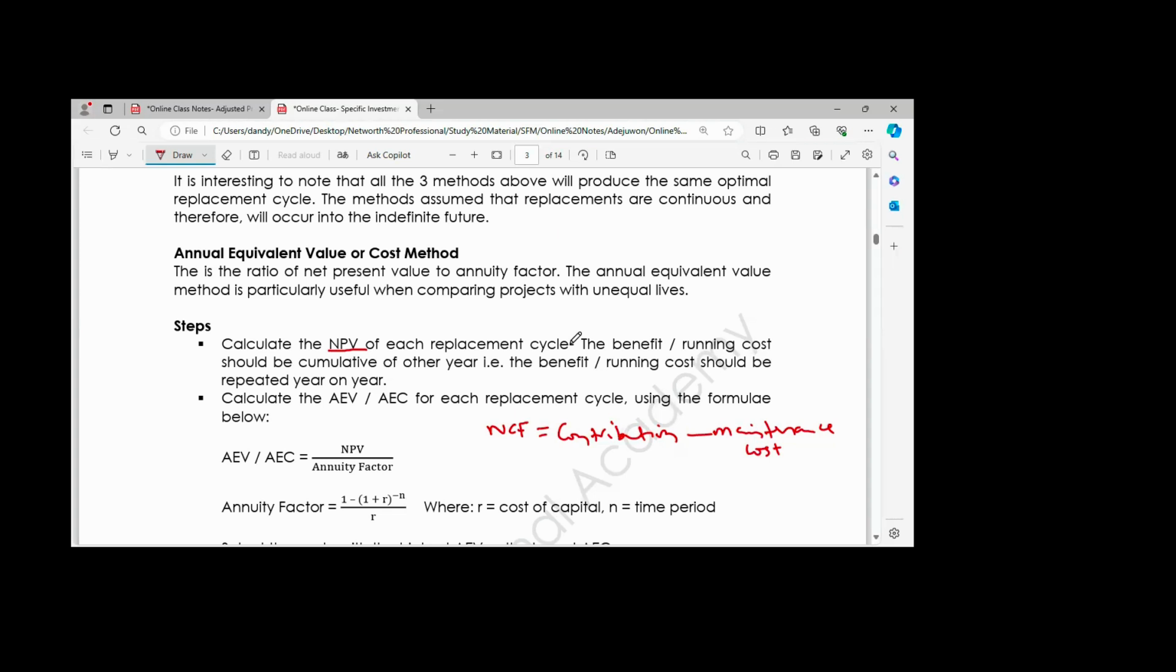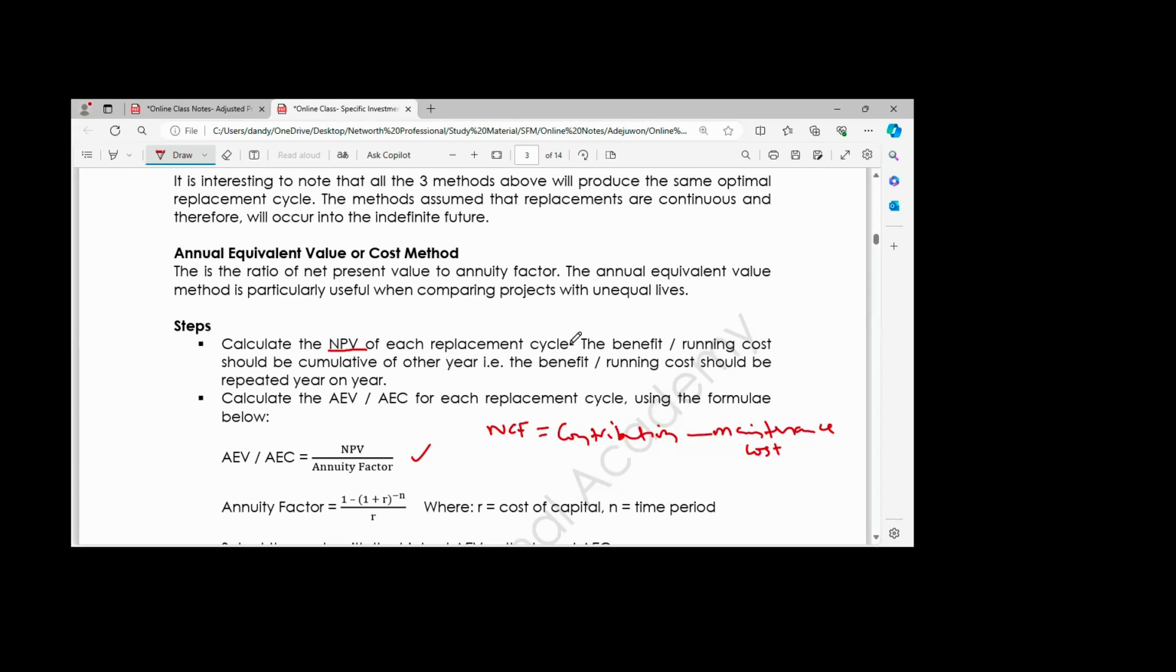Then step 2, you need to calculate the annual equivalent value or cost using this formula. The annual equivalent value or cost represents the ratio of NPV to the annuity factor. I repeat, the annual equivalent value or cost represents the ratio of NPV to the annuity factor.